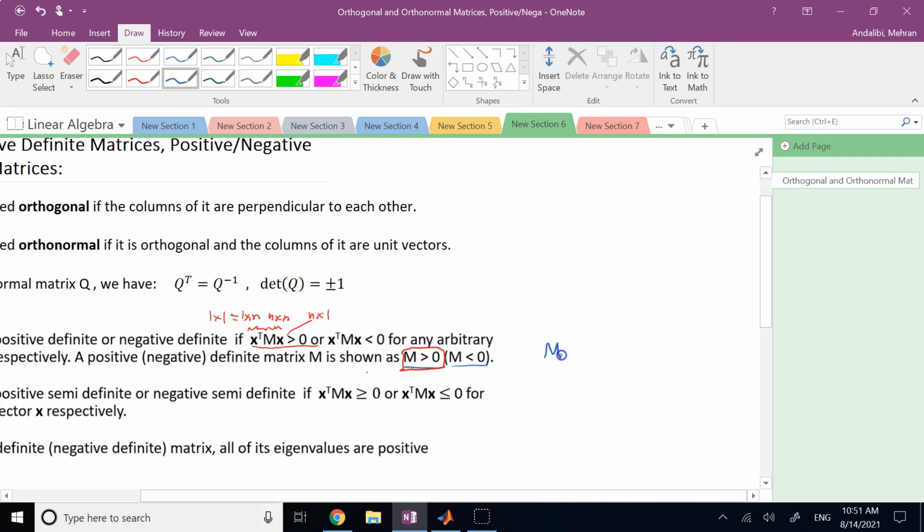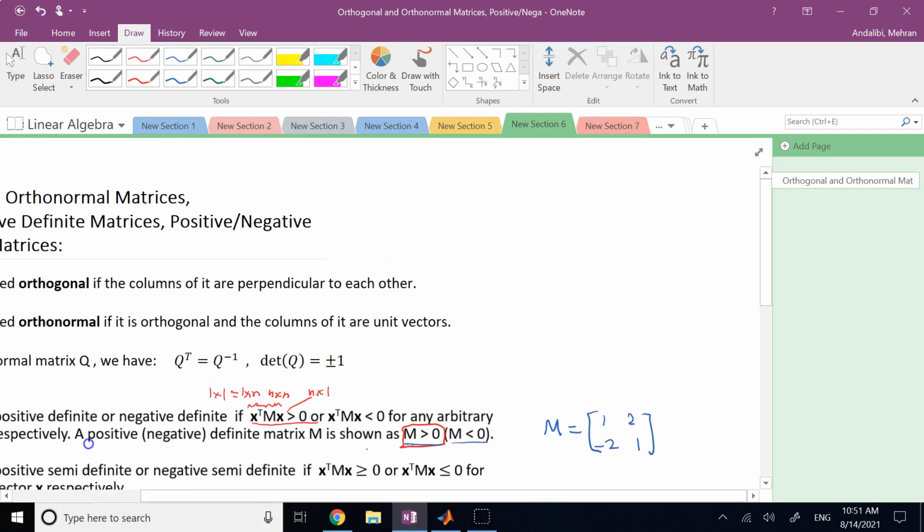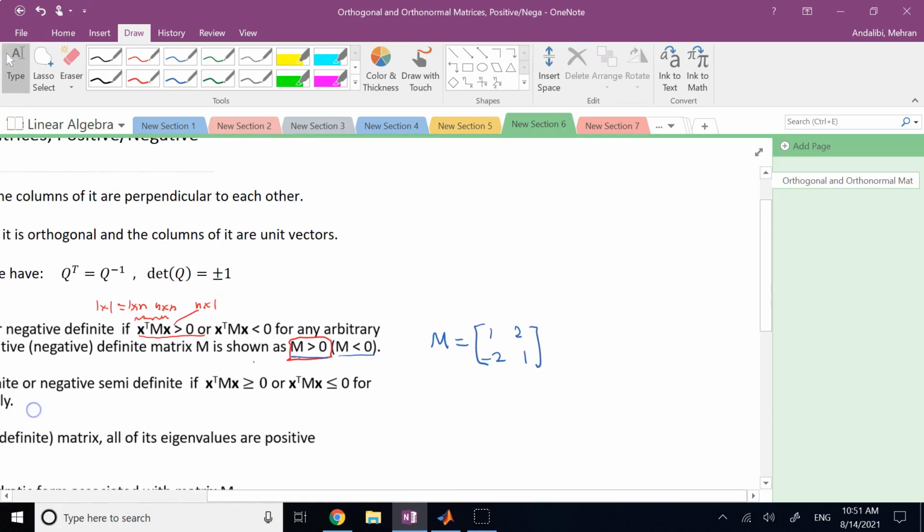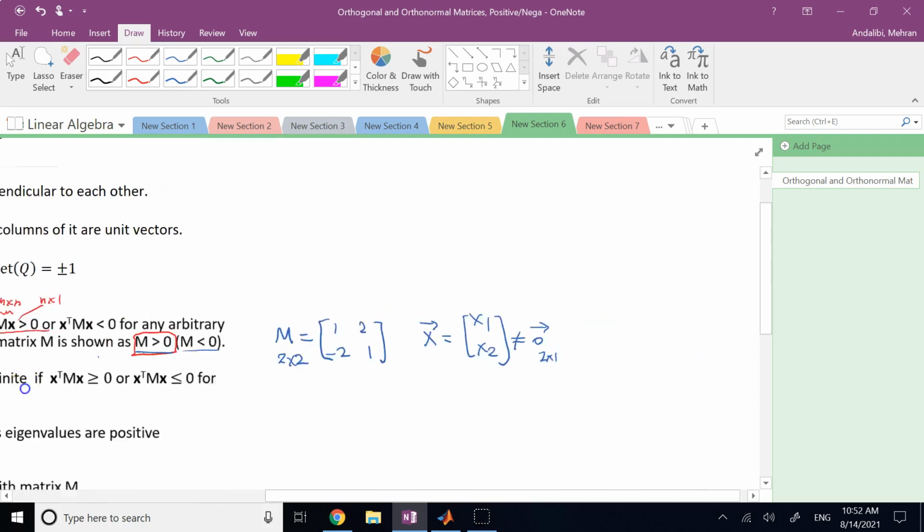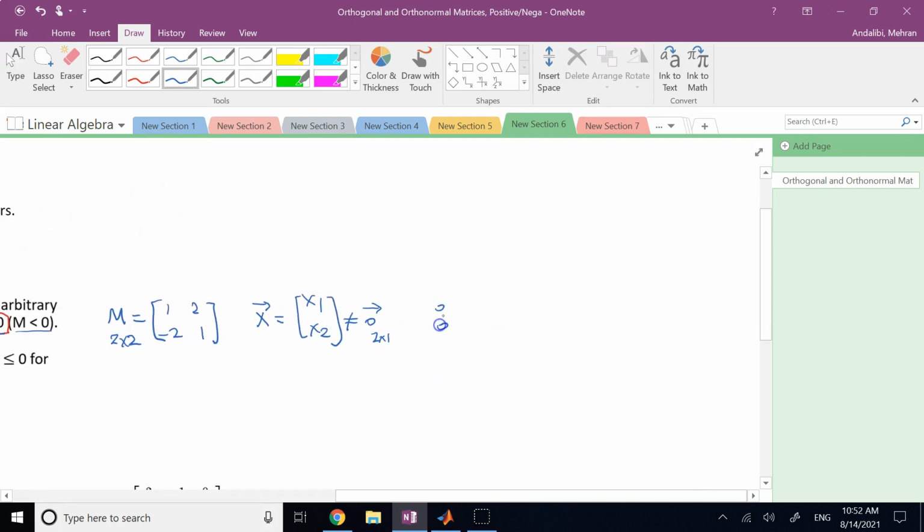So let's say my M matrix is, for example, [1, 2; -2, 1], something similar to that A matrix we already had. This is a 2 by 2. I choose my vector X to be an arbitrary vector with two components x1 and x2. This whole vector X should not be equal to a 0 vector, 2 by 1. So it means both x1 and x2 at the same time cannot be 0. At most, one of them can be 0. So if I do so, then what's going to be X transpose M times X?